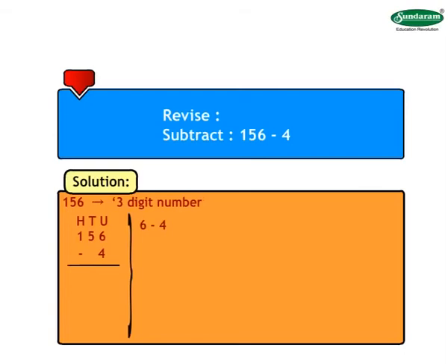6 minus 4 is equal to 2. Write 2 in units column below 4. We do not have any digits to be subtracted in the tens and hundreds place. So write 15 as it is to the left of 2 in the answer's place as shown. Hence, the answer is 156 minus 4 is equal to 152.